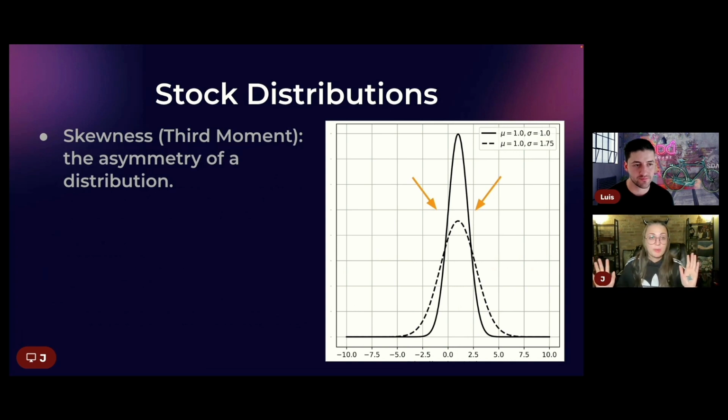The third moment, which people don't talk about as much when it comes to stocks, but it's going to come up a lot with options, is skewness. So that's the third moment. That's the asymmetry of a distribution. And we can see here that this is very symmetric, right? It has no skew. This is perfectly symmetric, but we're not always going to be dealing with symmetric distributions. We might be dealing with skewed distributions.